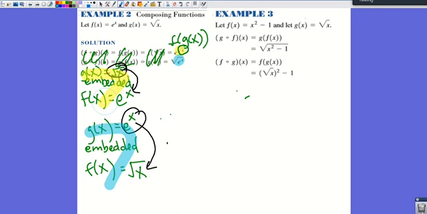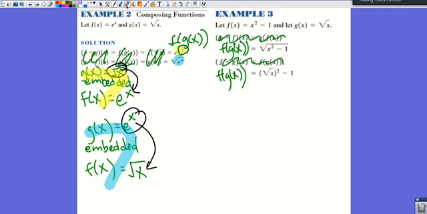All right, let's do one more example. I know it can be overkill, but I'd rather be safe than sorry. So let me see if I can go through this quicker. I'm going to cross that out. f of g of x.